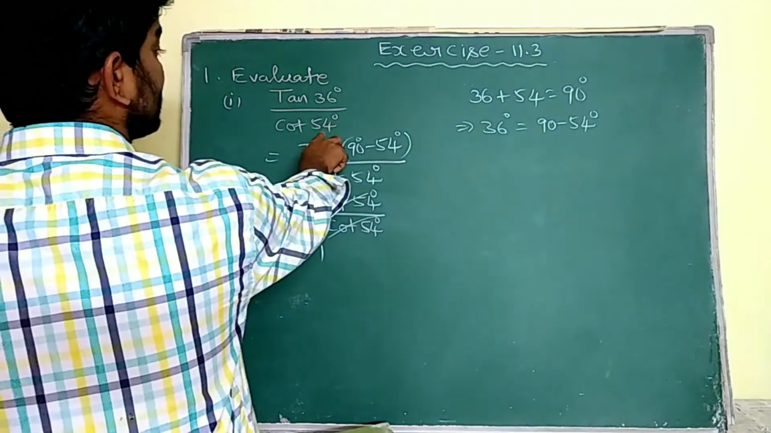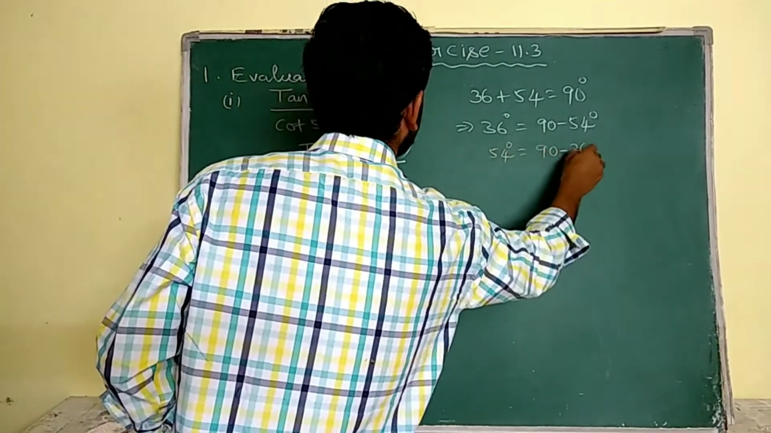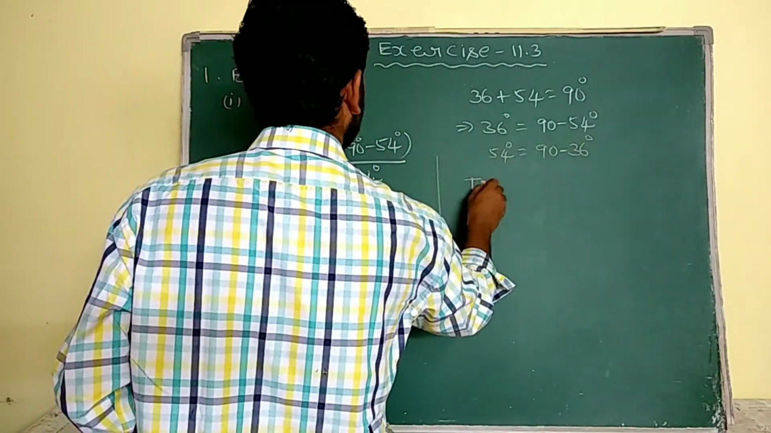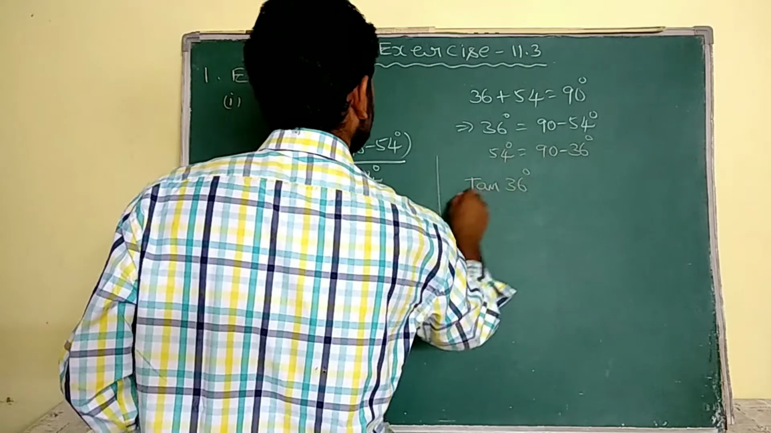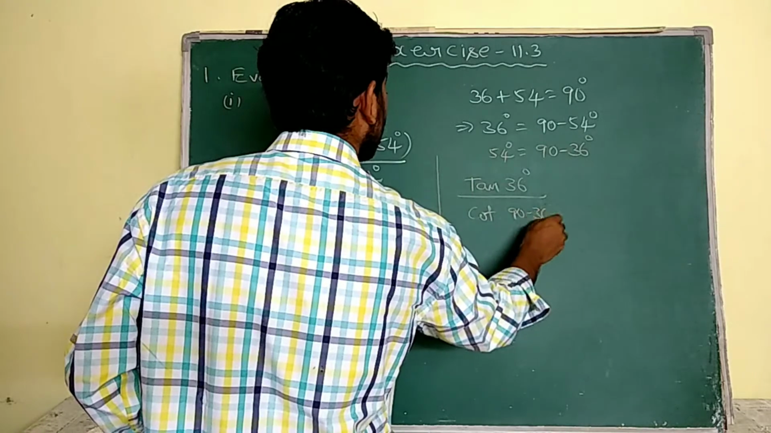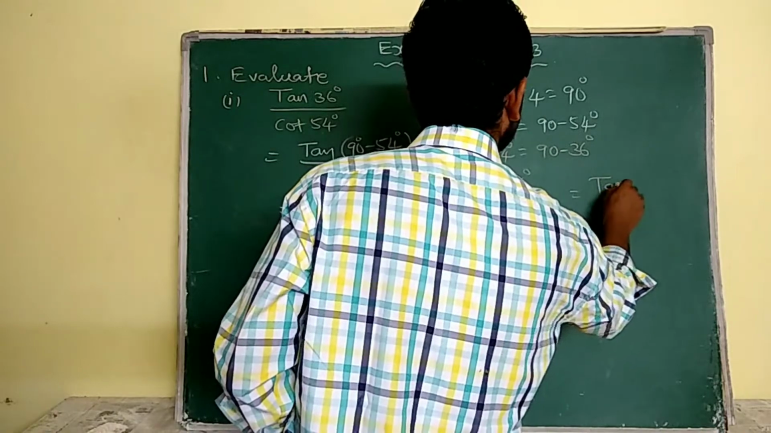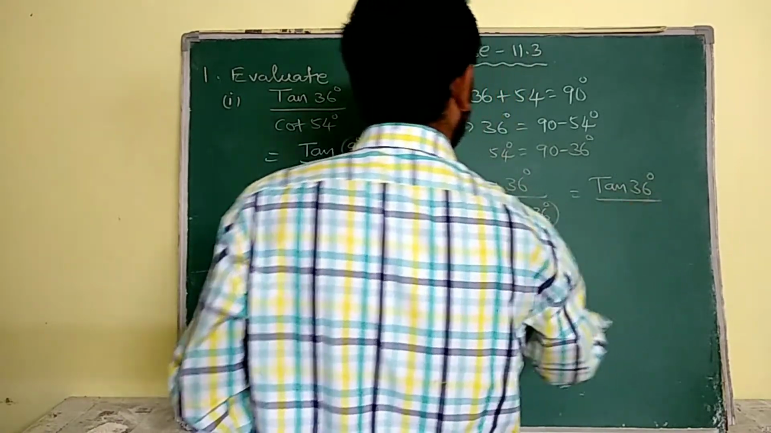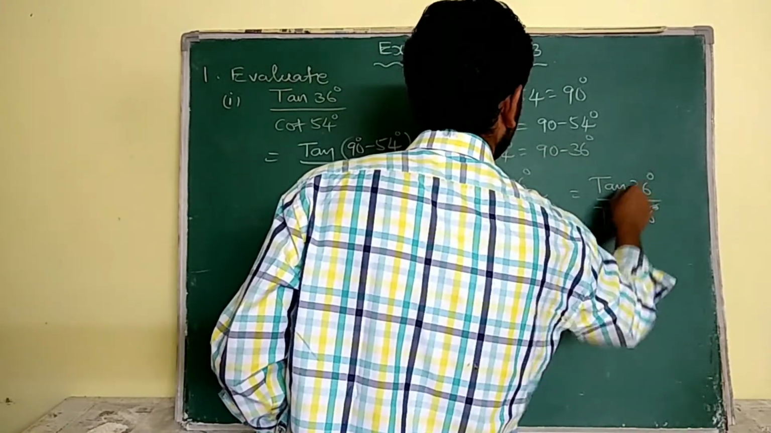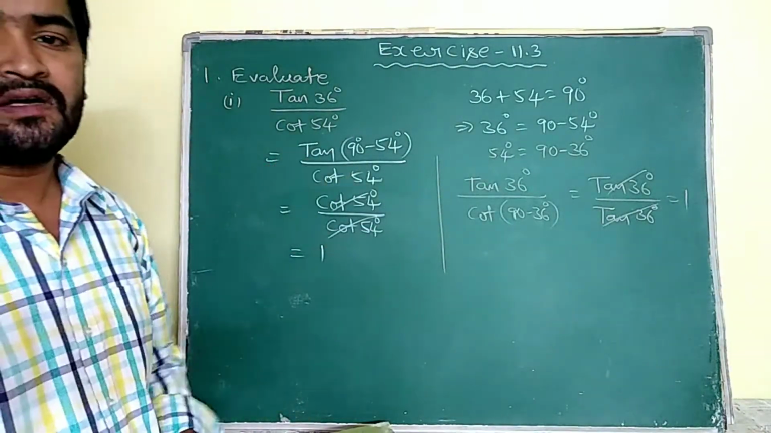Now if you express 54 degrees instead of 36 degrees, it is going to be 90 minus 36 degrees. In the second process I remain with that 36 as it is, and I change 54 as 90 minus 36. Then tan 36 degrees is tan 36 degrees only, and cot of 90 minus theta is tan theta, so tan 36 degrees. Both are cancelled and the value is 1. You may follow any one of the two methods.